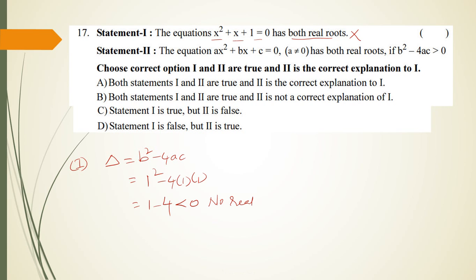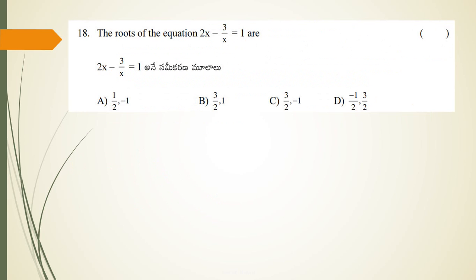Next, what he has given, the equation ax square plus bx plus c is equal to 0 has both real roots if b square minus 4ac is greater than 0. So from this what we can say, the second statement is true only, no? So both real roots, if b square minus 4ac is greater than 0. So first statement is false, second statement is true, right? So statement 1 is false but statement 2 is true. Okay, next moving on to question number 18.